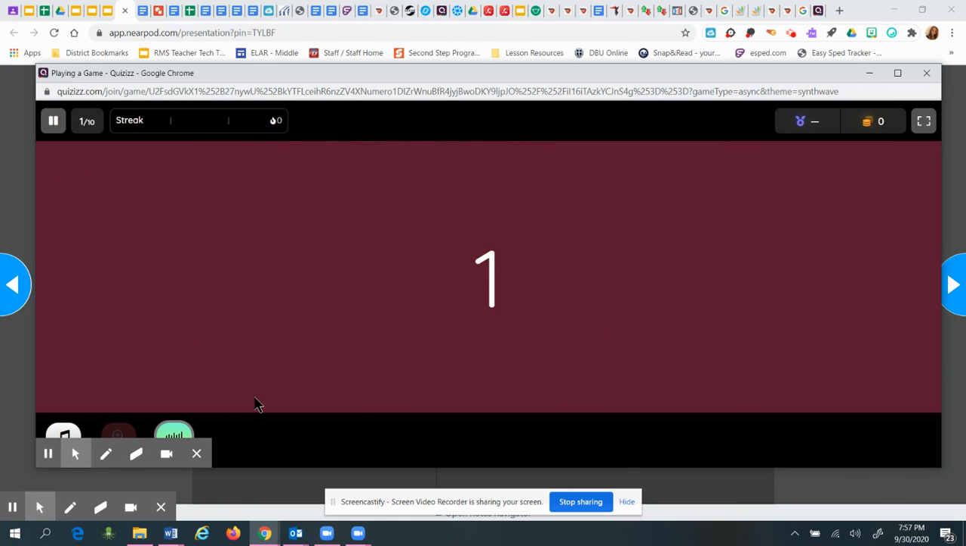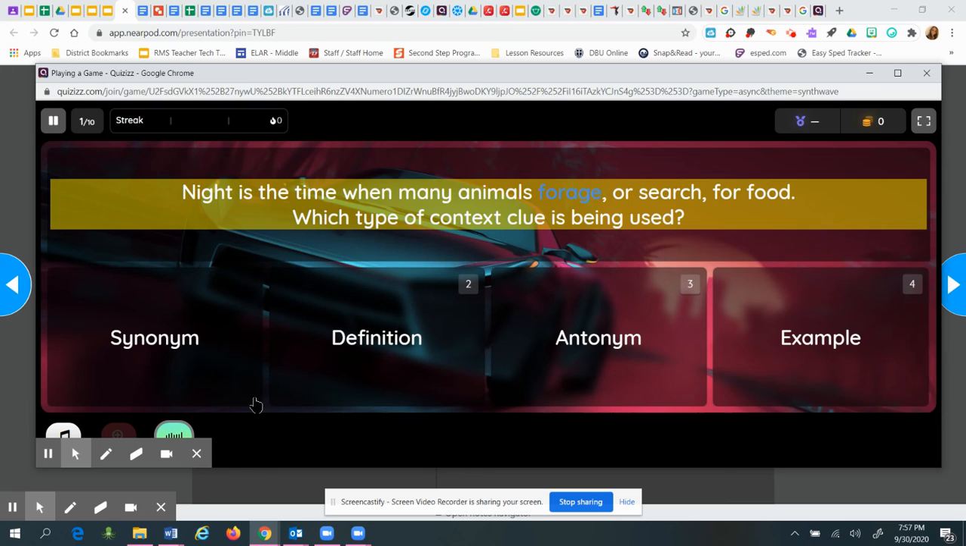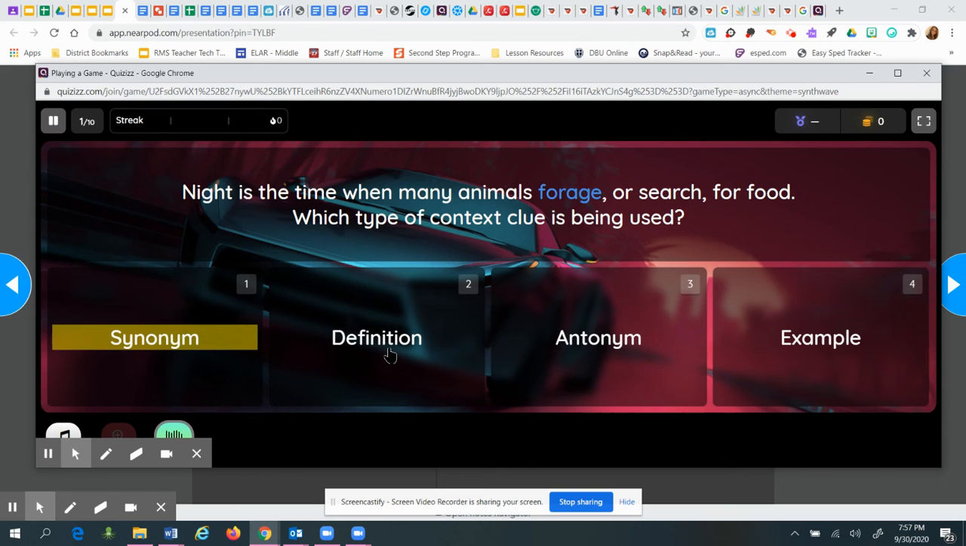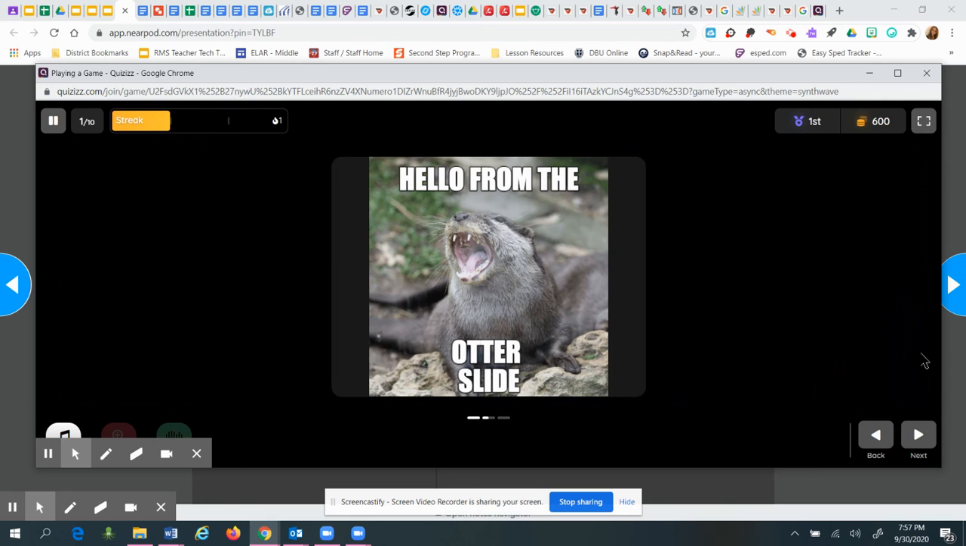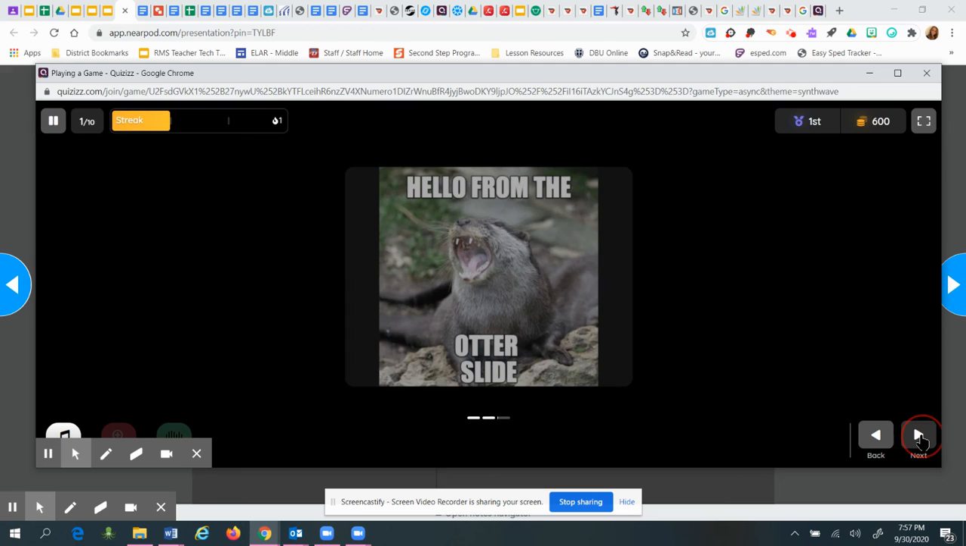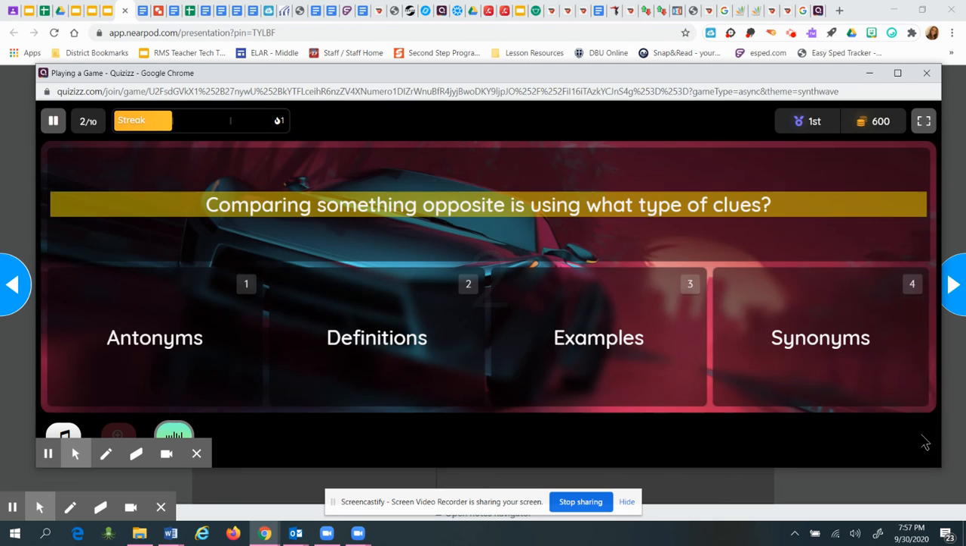Question. Night is the time when many animals forage or search for food. Which type of context clue is being used? Option 1. Synonym. Option 2. Definition. Option 3. Antonym. Option 4. Example. Comparing something opposite is using what type of clue?